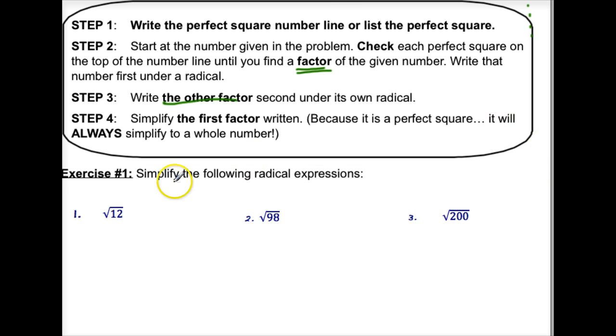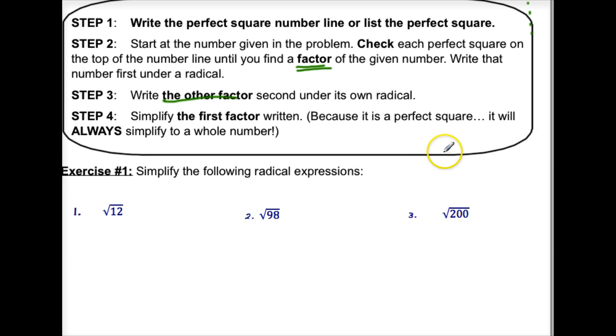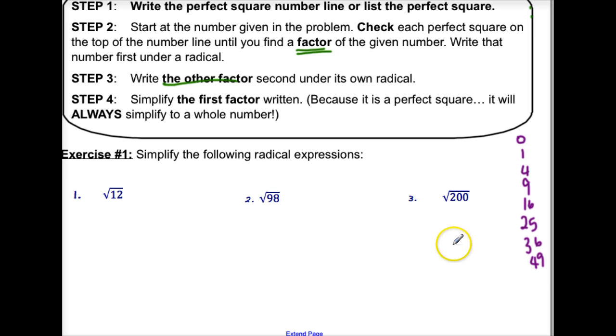So let's see how this works. The first thing I want to do is write my perfect square number line. I'm going to start with 0 and 1. You'll never use these two. So that's 0, 1, 4, 9, 16, 5 times 5 is 25, 36, 49. We'll have to go all the way to 200, which will be a challenge, but we can do this. We know this is 7 times 7, 8 times 8, 9 times 9.